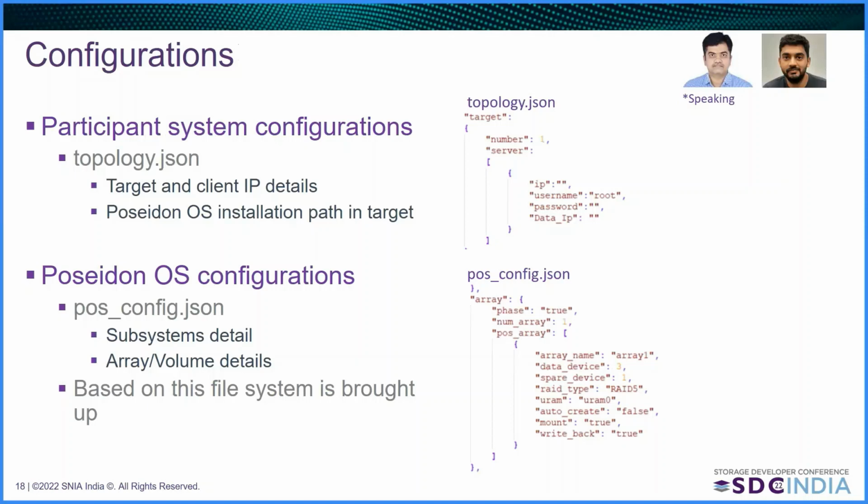pos_config.json, as we talked about, has the system details, like if you are creating arrays. Each array will have a specific number of devices, specific number of data devices, spare devices, and RAID type. All these parameters are supplied in pos_config.json.